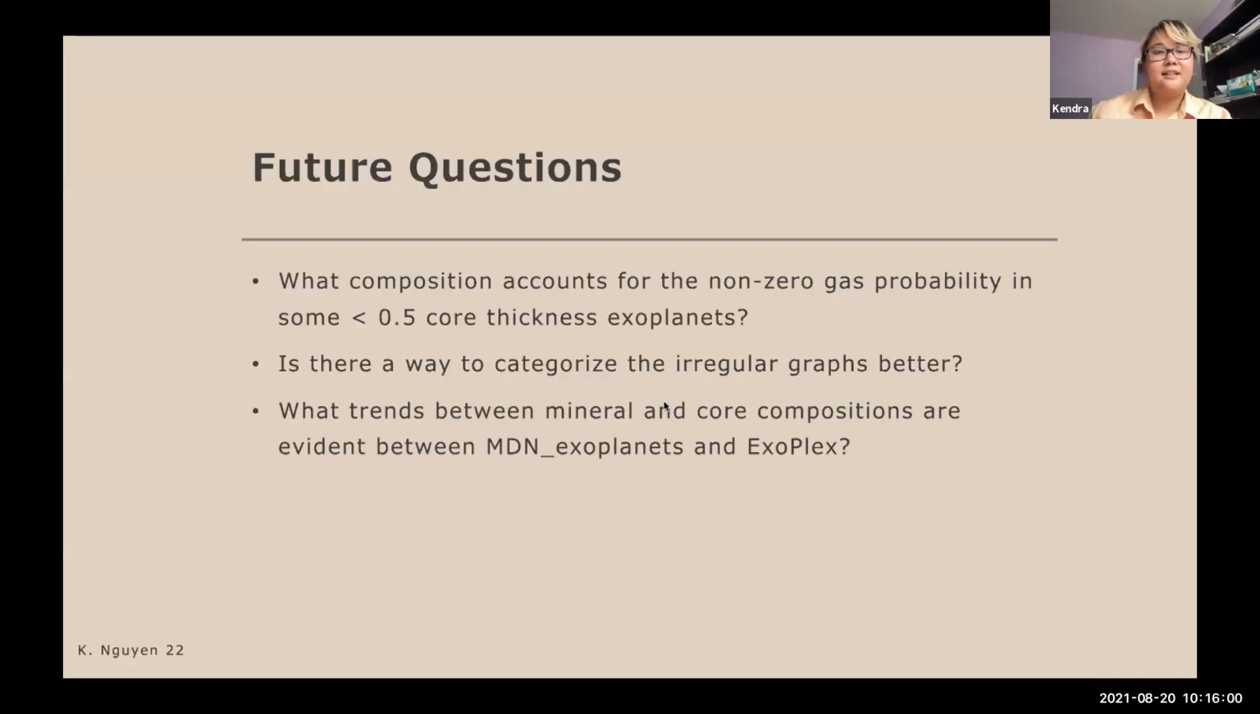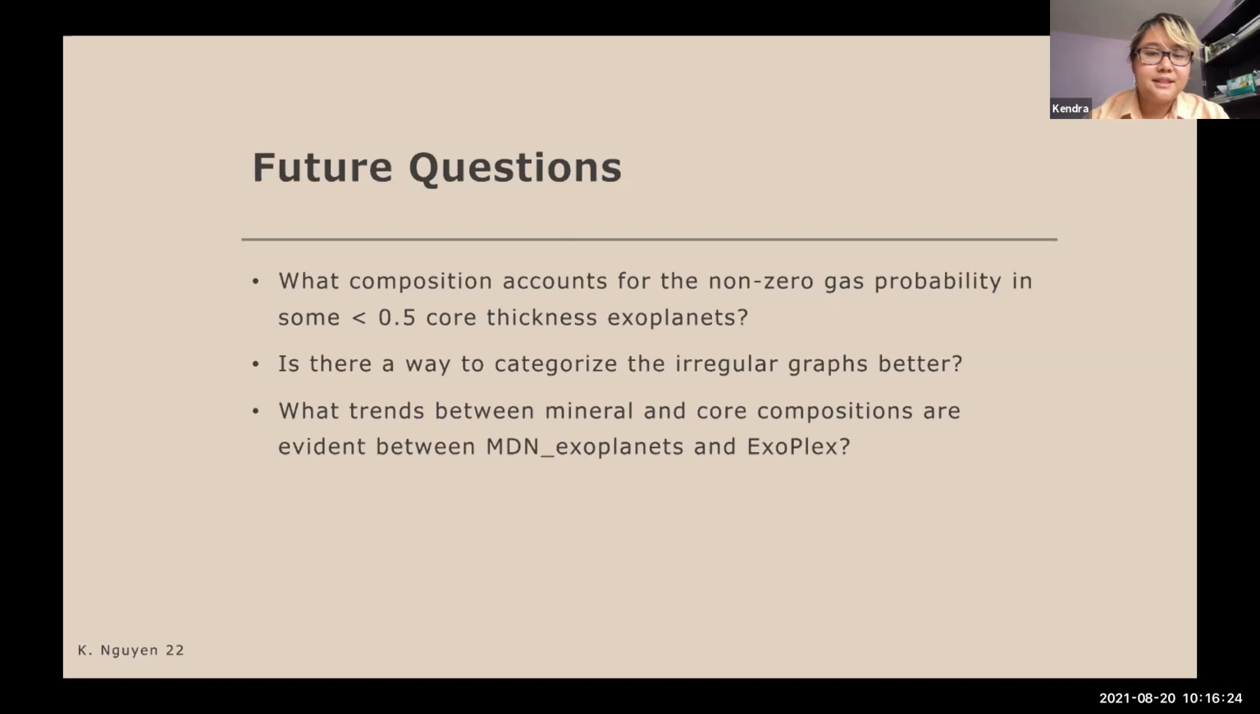With that being said, my future questions for this project are: what composition accounts for non-zero gas probability in some less than 0.5 core thickness exoplanets? I would like to explore this question by looking at the JWST atmospheric observation results. My second question is looking for a way to categorize the irregular graphs better.